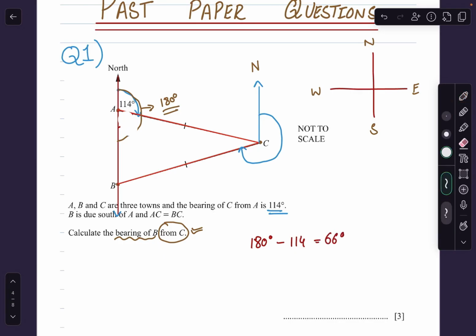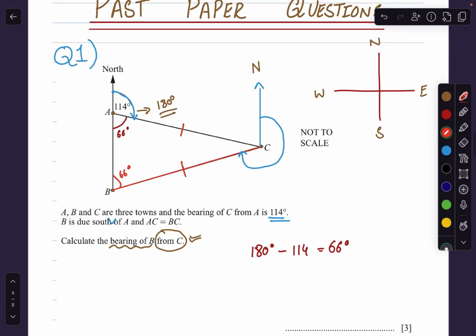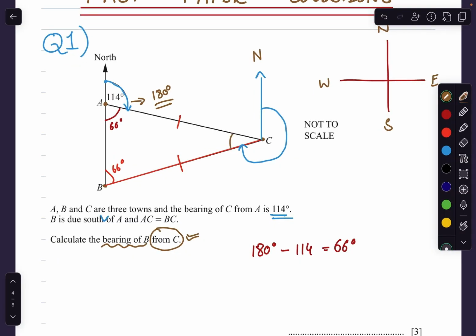This 66 degrees is the small angle inside the triangle. Therefore, since this is an isosceles triangle, if this angle is 66 degrees, the other angle should also be 66 degrees, right? Then we try to get the small angle here, and we can apply the rules of the triangle: 180 subtract these both angles.